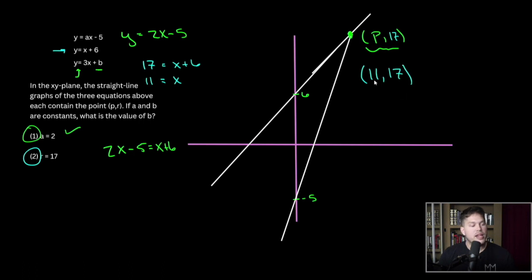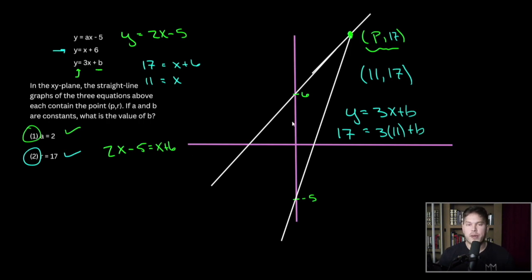Now we could take this coordinate and plug it into our third equation. And if we plugged it in to y equals 3x plus b, we would of course have 17 equals 3 times 11 plus b, and we would then be able to solve for b. So statement 2 is also sufficient.